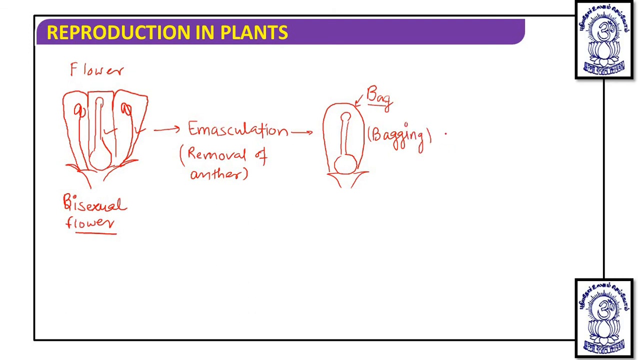Now after bagging, we allow the stigma in the bag to get matured. When the stigma or carpel has matured, we remove the bag, and this removal of the bag is known as debagging.